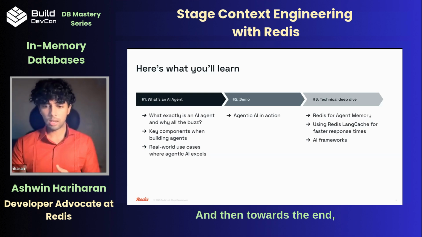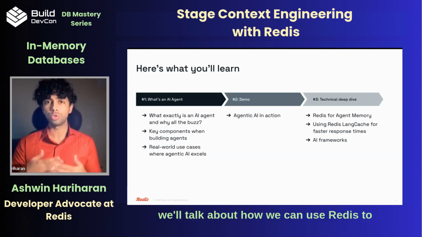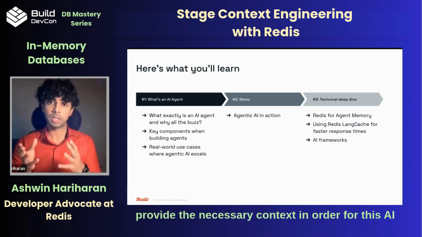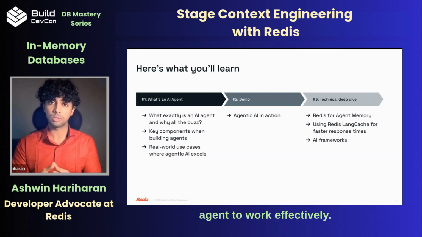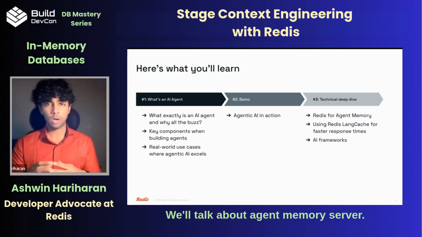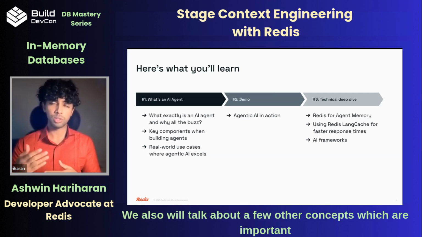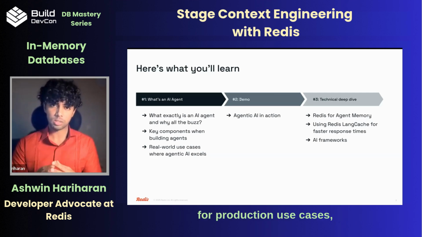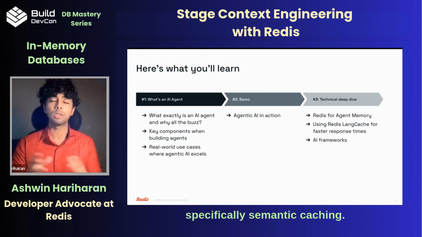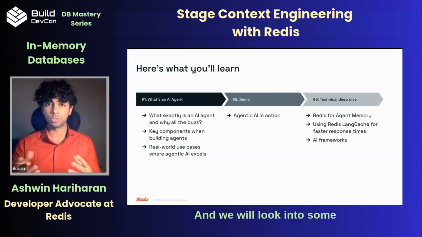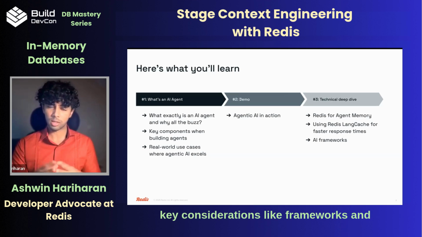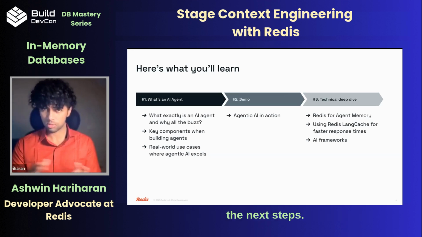And then towards the end, we'll talk about how we can use Redis to provide the necessary context in order for this AI agent to work effectively. We'll talk about agent memory server. We also will talk about a few other concepts which are important for production use cases, specifically semantic caching. And we will look into some key considerations like frameworks and the next steps.